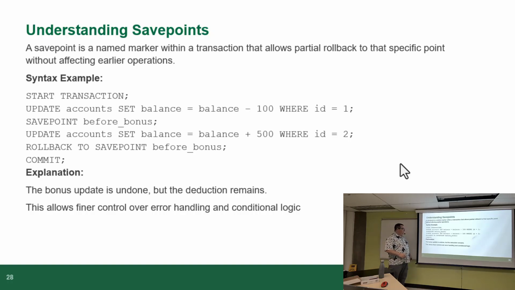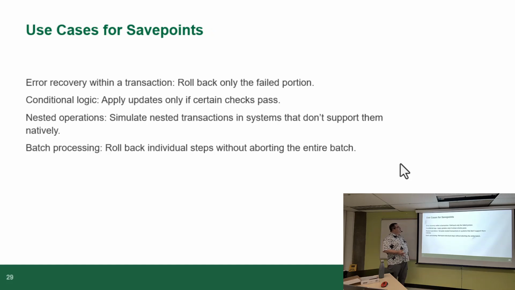So yeah, why would you want save points? Every transaction, maybe part of it always has to happen, but maybe part of it's optional, so you can just roll back the failure. Conditional logic: apply the updates only if certain conditions are met. So you can actually say, oh, I just did this, but now it's not looking right, so let's just undo that and we're going to keep the other work we did.